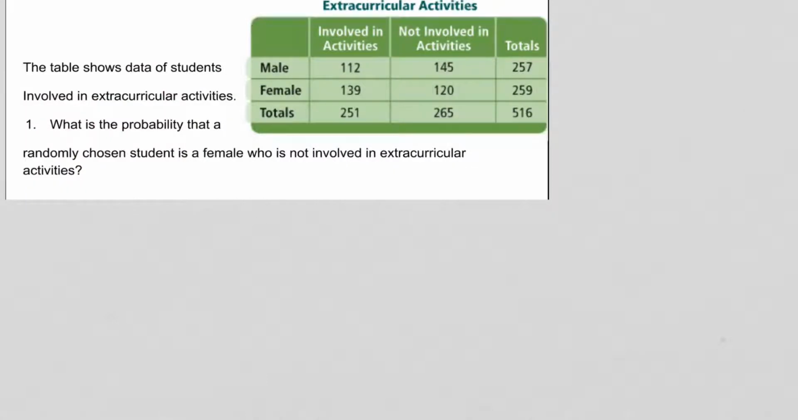All right, in this table, it's extracurricular activities. How many males and females are involved or not involved? Question's asking, what is the probability that a randomly chosen student is a female who is not involved in extracurricular activities? So females not involved in extracurricular activities are 120. Out of the total of everyone is 516.